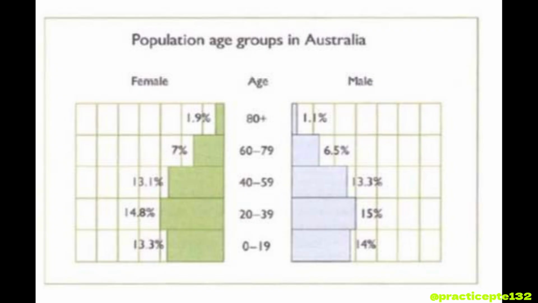The following graph gives information about the population age groups in Australia. The items include female, male, and age. According to this graph, in female, the value of age from 40 to 59 is around 13. And that of the male is higher, which is around 13.5.